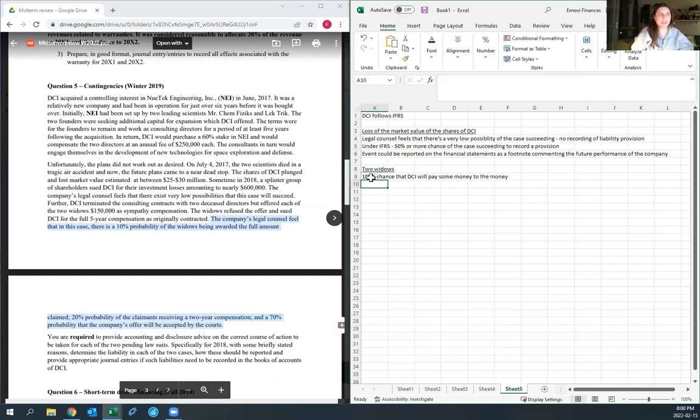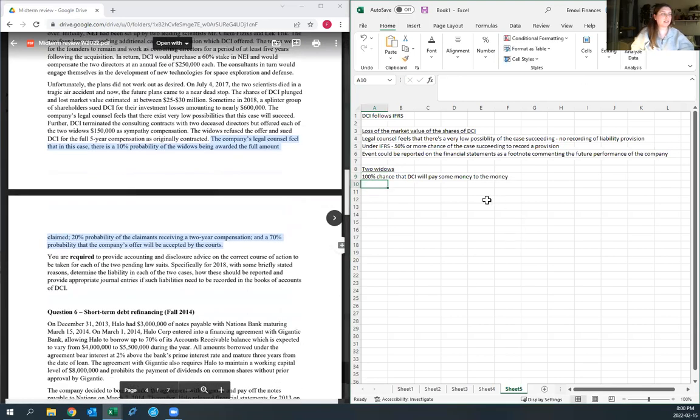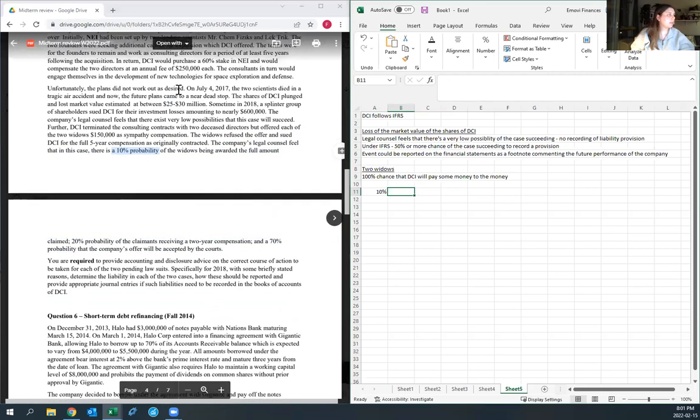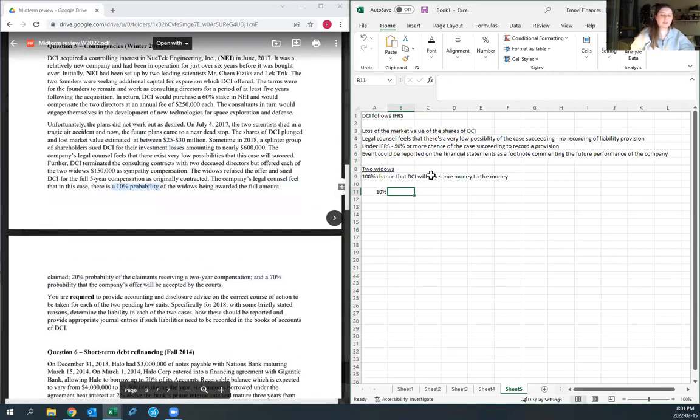So since we're following IFRS, we're going to calculate the weighted average of all these probabilities. There's a 10% chance that the widows receive the full amount. It's going to be 5 years times 250,000 times 2. So 2.5 million.